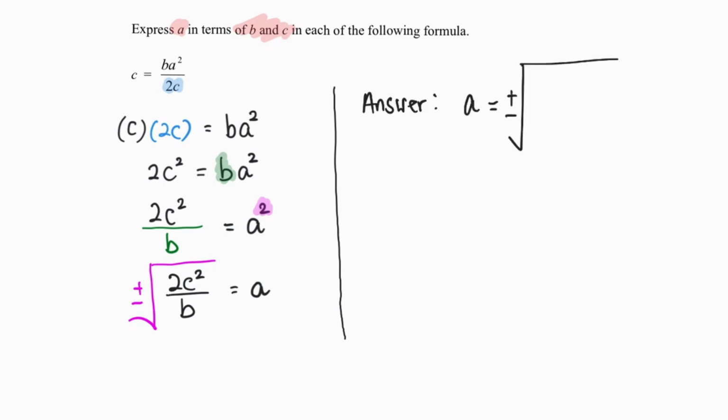At this point again, I repeat, we do not know whether this a is representing what variable or what quantity, and therefore we accept both positive or negative answer. Therefore, it is important to put a plus or the minus in front of the square root to represent the positive or negative answer. With that, we have come to the end of this video.